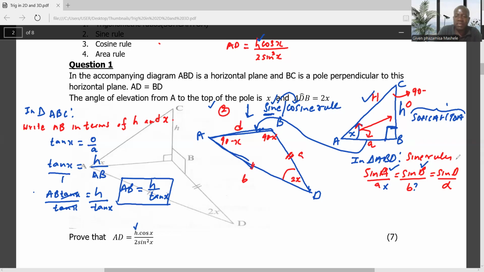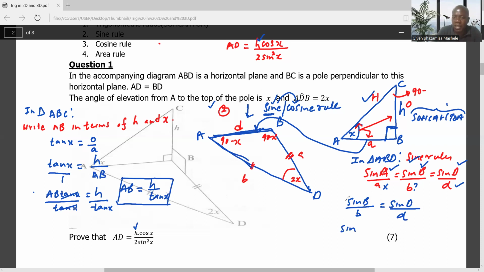Angle D, what is angle D? Angle D we know is 2x. And small letter d is the AB that we just got, so we know this. So we look for the expression with one unknown. Since we are looking for small letter b, we are going to use the second one: sine angle B over small letter b equals sine angle D over small letter d, because we have one unknown.